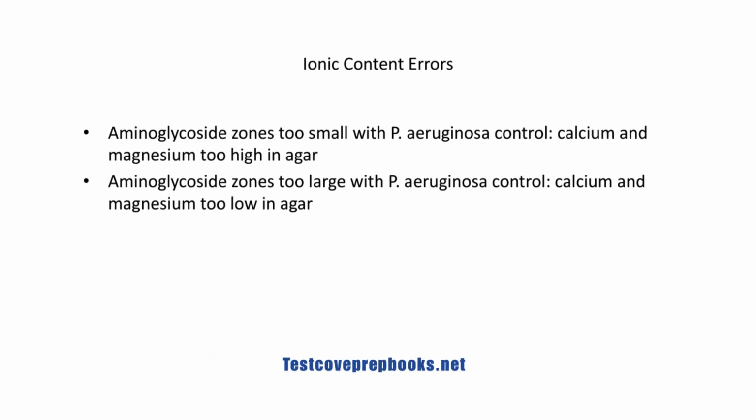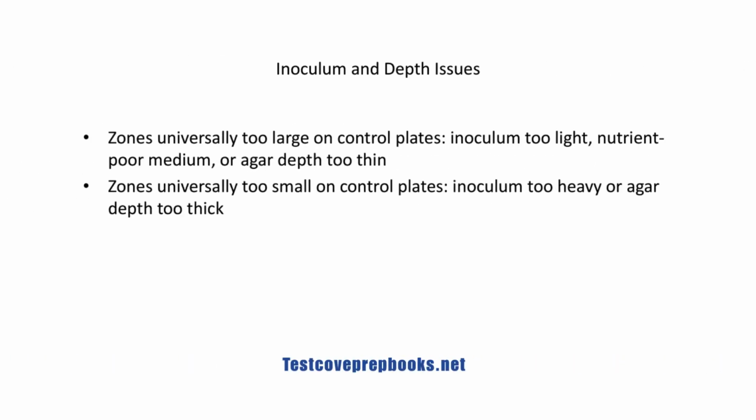Next are ionic content errors. If calcium and magnesium levels in the agar are too high, aminoglycoside zones appear too small with Pseudomonas aeruginosa. If calcium and magnesium are too low, those same zones will appear too large. We then move to inoculum and depth issues. If zones are universally too large on control plates, this can be due to a light inoculum, a nutrient-poor medium, slow-growing organisms, or agar that is poured too thin. Conversely, if zones are universally too small, the inoculum may be too heavy or the agar depth too thick.